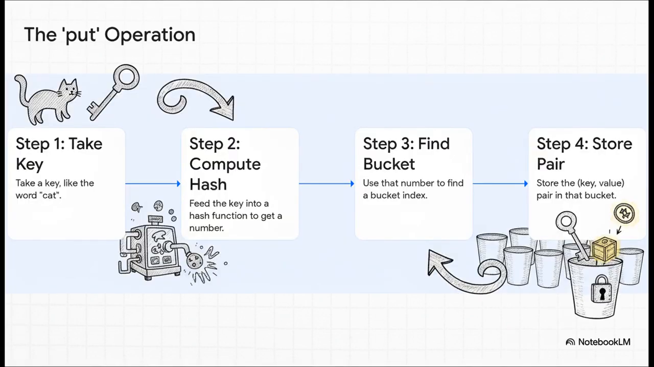Okay, so how do you actually put something in one of these boxes? It's a four-step dance. First, you take your key, let's say it's the word cat. Then you run that key through a special hash function. Think of it like a magic black box that spits out a number. Step 3, you take that number and it tells you exactly which bucket to go to. And finally, you just drop your key-value pair right into that bucket. It's like having a perfect magical filing system.